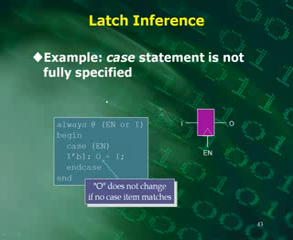Here's another example where the case statement is not fully specified. So here we've got enable. If it's 1, we said output to I, but if enable is 0, we don't do anything. See here we've said every time enable changes or I changes, we come into here. So this actually produces a latch, since we didn't fully describe everything.